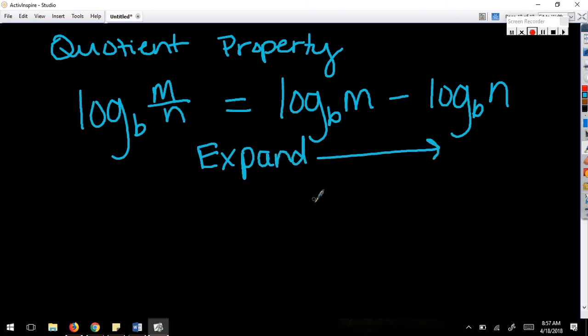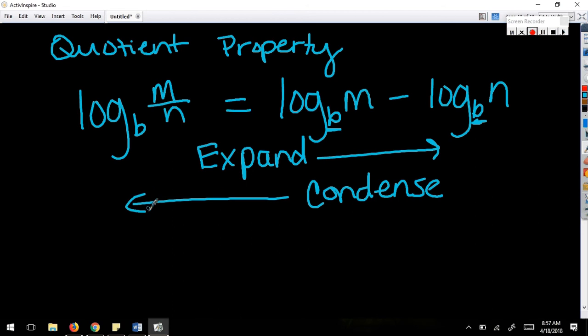Condense. And when you say the base is the same, you mean like the base of 10? Like the base of the B, whatever that base is, yeah. You couldn't condense them into one unless it was like log 2 and log 3. Exactly, exactly.